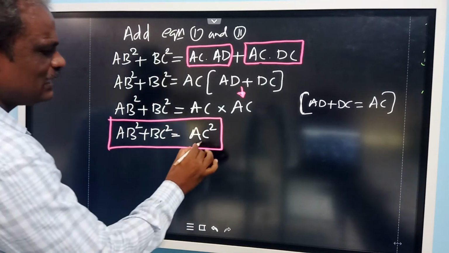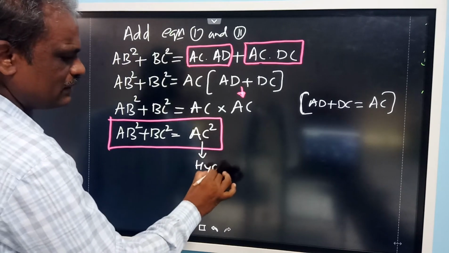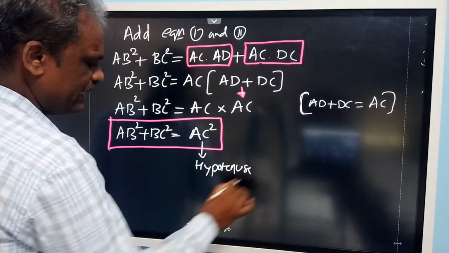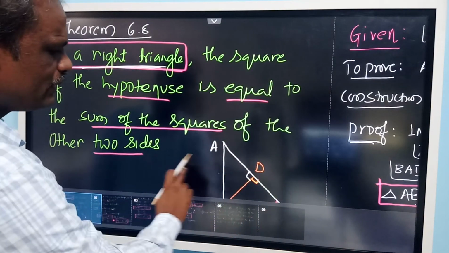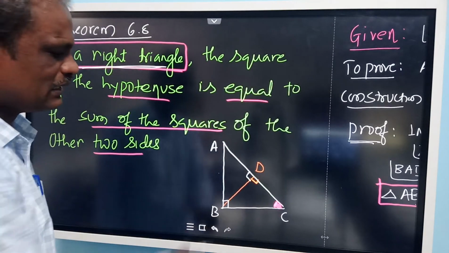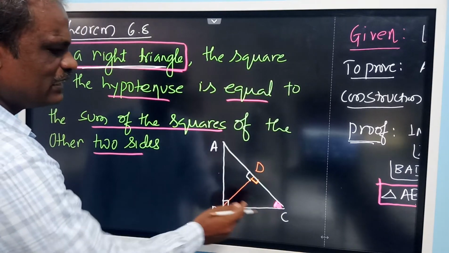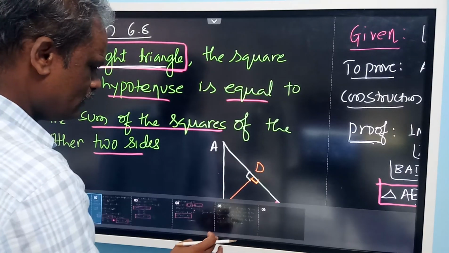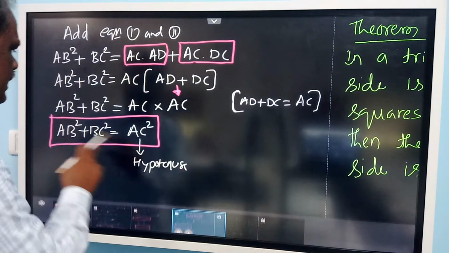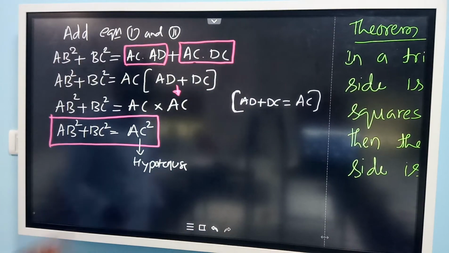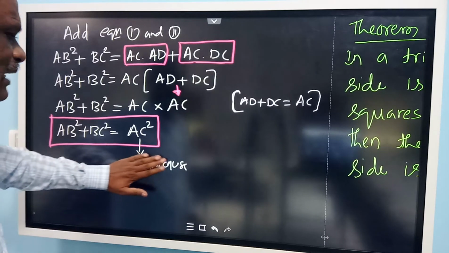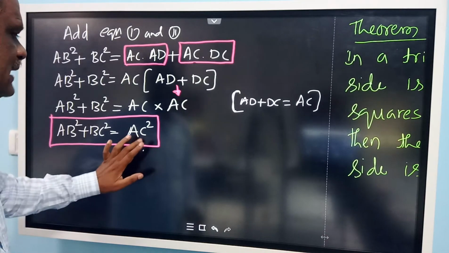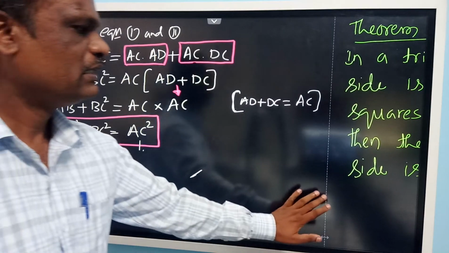AC here, this is hypotenuse. Okay, this is hypotenuse in the diagram. Look at the diagram now once again. AC is hypotenuse. AB square plus BC square, the other two sides. So therefore, we proved that AB square plus BC square, sum of the squares of the other two sides, is equal to AC square, that is the hypotenuse here. This is the proof.